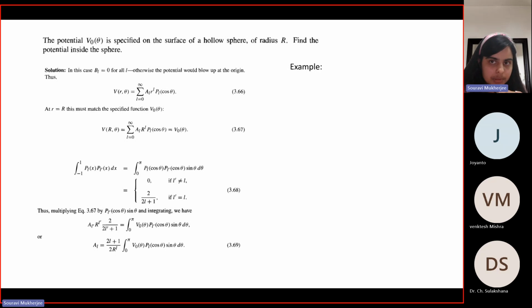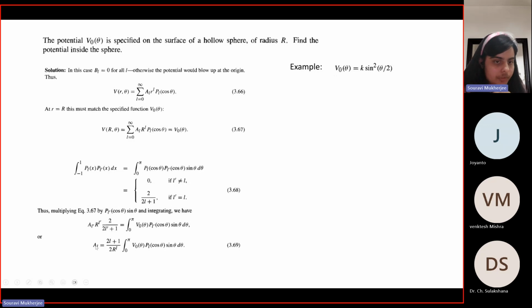So let us look at an example. Here it is said that this is how the potential is. Suppose your expression of V0 is given. You have to find what is the potential inside. So basically you have to find the coefficients, right? You have to find AL.